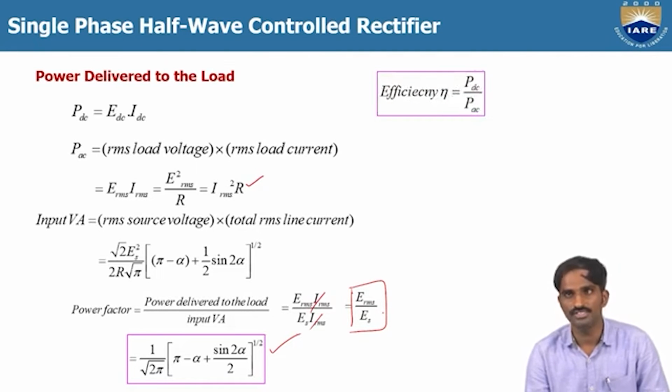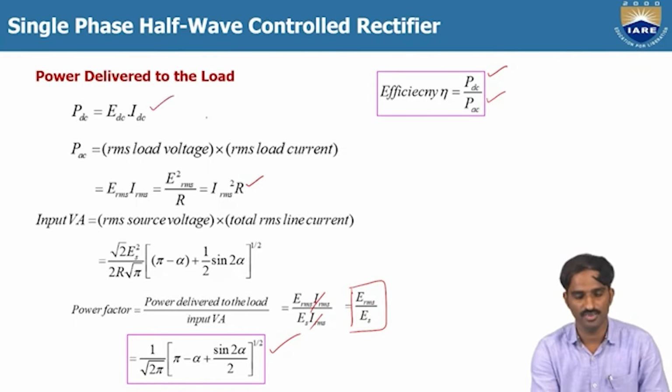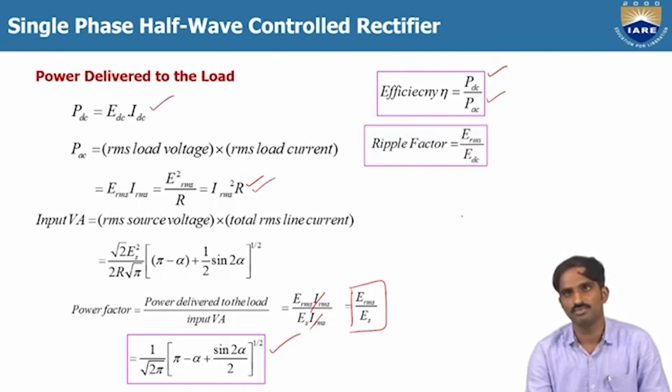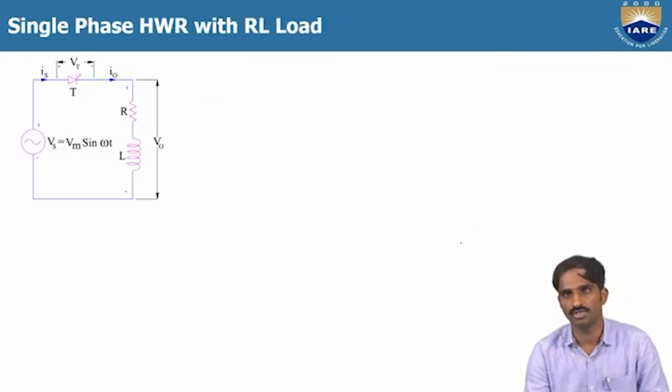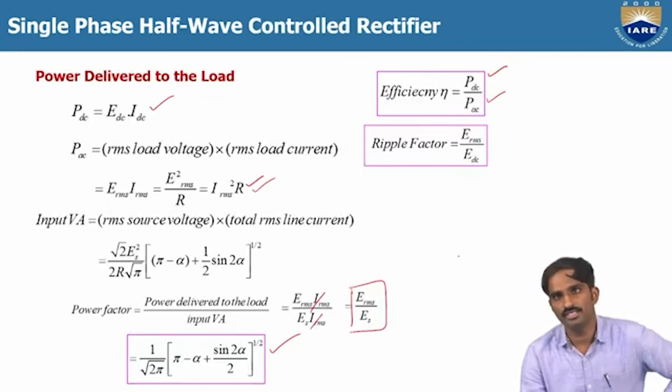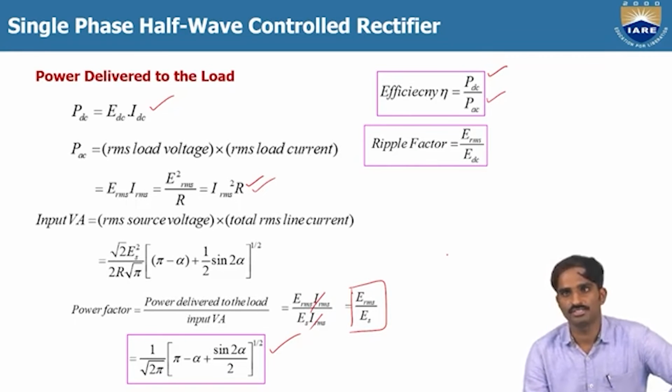Then the efficiency is PDC by PAC, that is output by input. Here the output is PDC and the input is PAC. We have just calculated PDC and PAC, so you can substitute and you will get the efficiency. Similarly, the ripple factor is ERMS by EDC. Like that we can find the different parameters based on the average load voltage and current as well as the RMS load voltage and current. This is how we can find them.